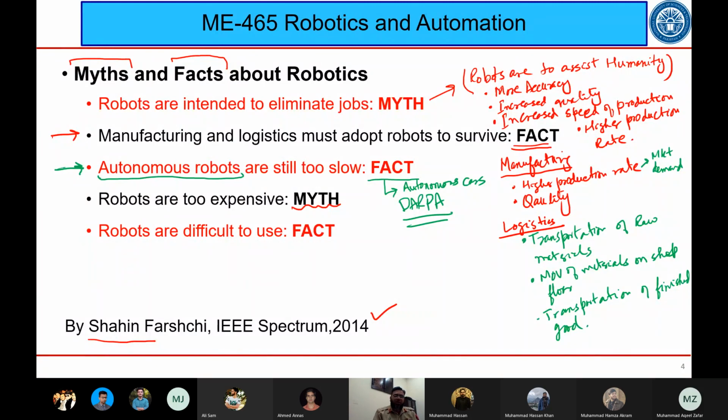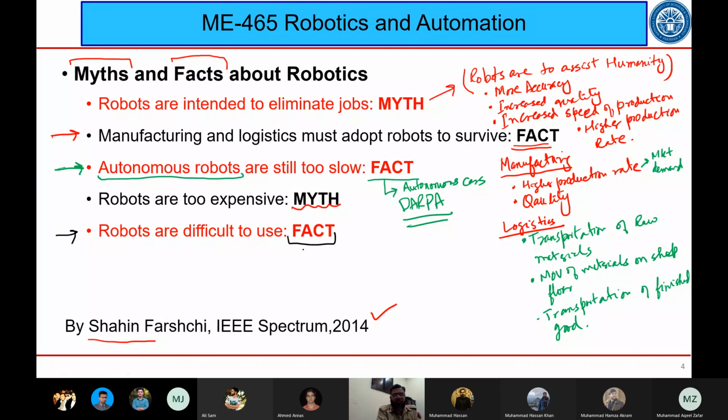So the robots are not now very expensive, but definitely the robots which involve advanced technology, like surgical robots, are expensive. But people are still working on it, so that they can be made less expensive for the use of humanity. And then, robots are difficult to use. Yes, you need to have a specialty in handling robots. So this is a fact.